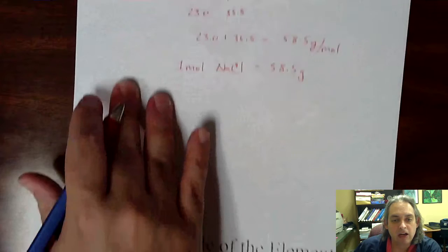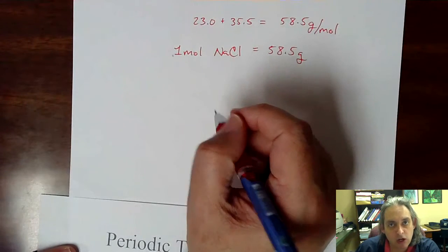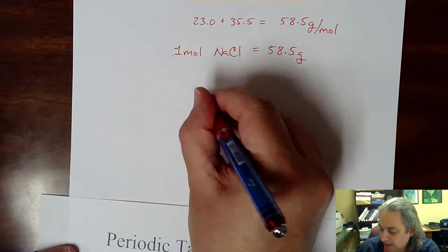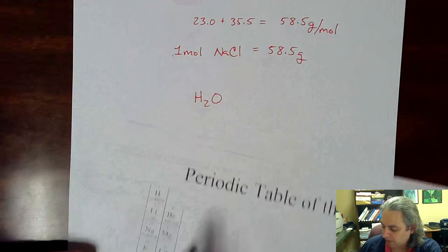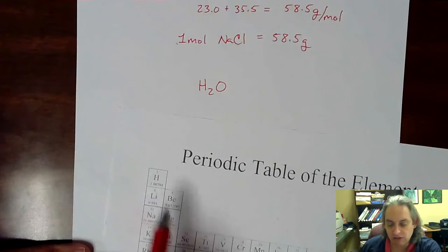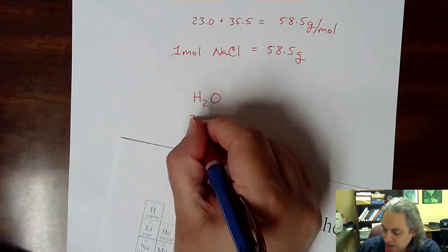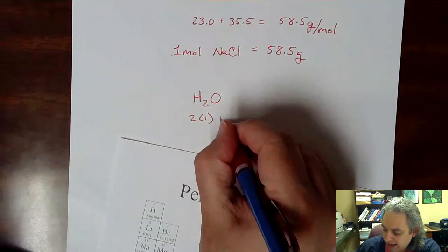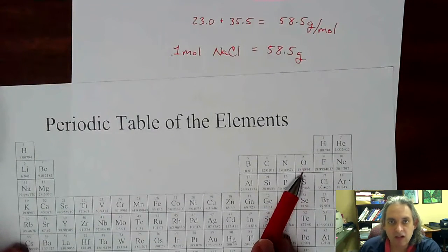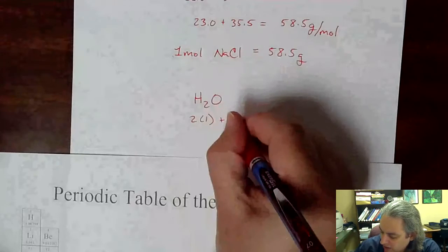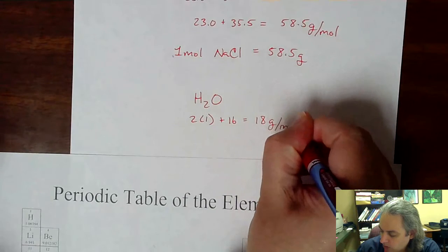Now what about another compound? Let's say we want to figure out the mass of a water molecule. So this would be a molecular mass. Water is H2O, and we look on the periodic table for hydrogen. Hydrogen is 1.01, or just simply 1, and we have 2 hydrogens here, so we need to multiply that by 2. Then we add the oxygen, which is 15.999, or just simply 16. So let's add 16 to that, and that gives us 18 grams per mole for water.